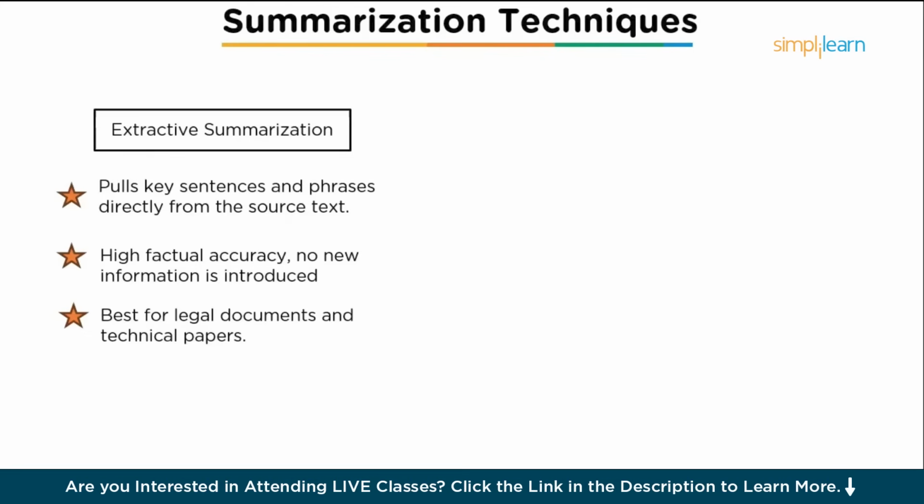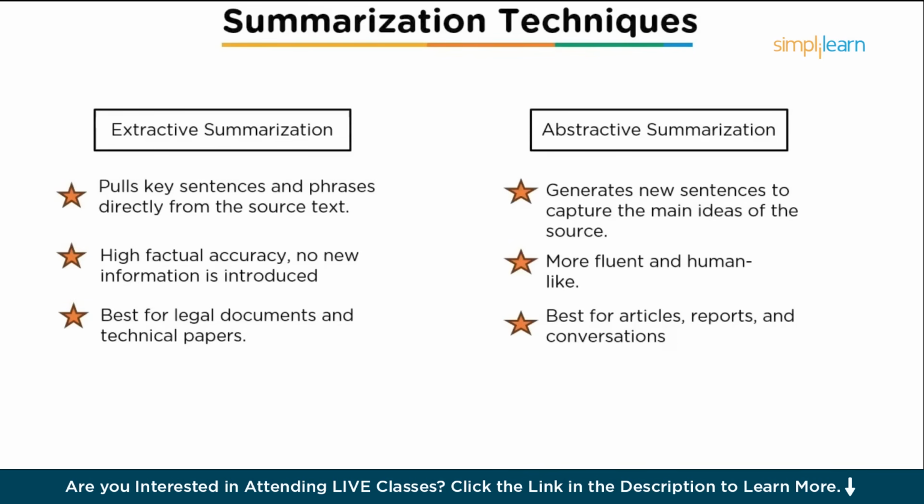In contrast, we have abstractive summarization, which generates entirely new sentences to capture the main ideas of the source, resulting in a more fluent and human-like summary that is best suited for articles, reports, and conversations where conciseness and natural language flow are prioritized over direct quotation.